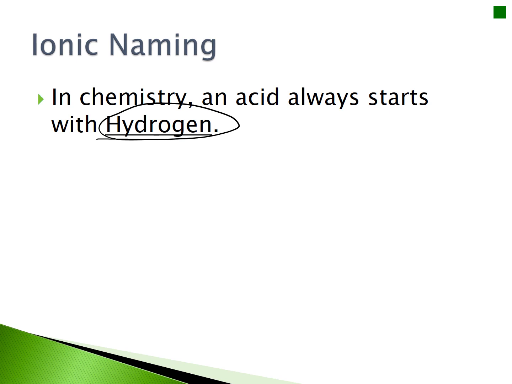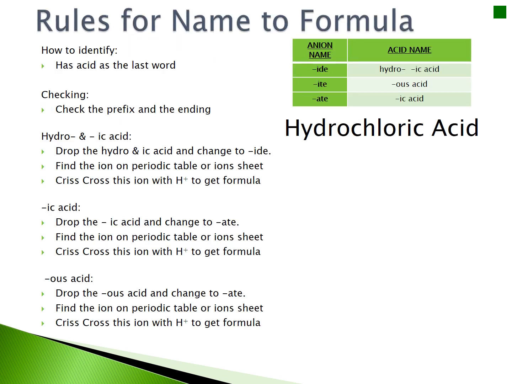So anything that starts with a hydrogen, we are going to start using, and this should not say ionic, this should say acidic nomenclature or acidic naming techniques. All right, so the rules to go from name to formula. First, you have to identify an acid. So how do you identify it? If it's a word, you're going to have acid as the last word. And because all acids start with a hydrogen as their cation, the only thing different between all acids is your anions. And so that's where your naming becomes different.